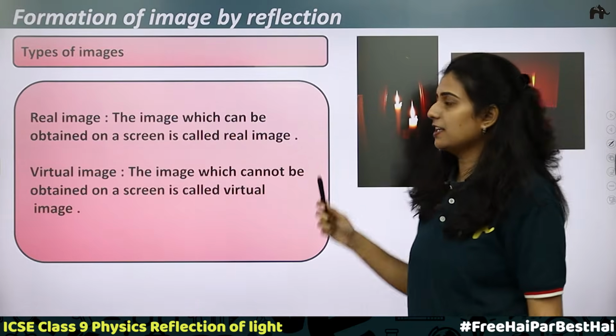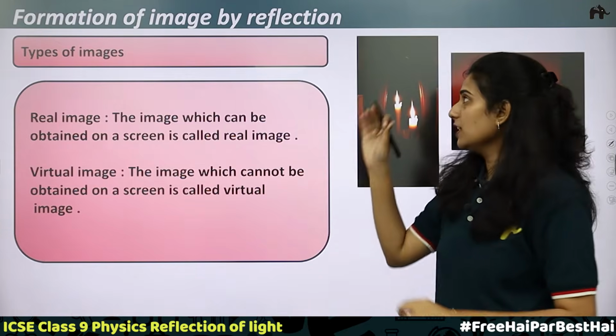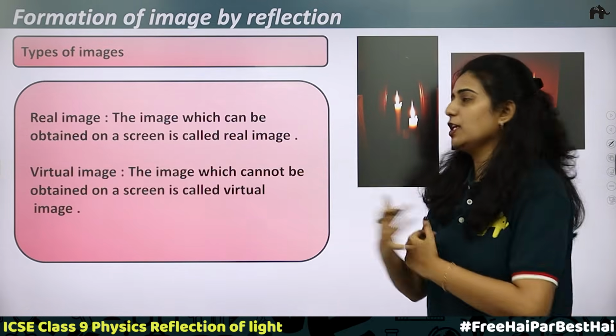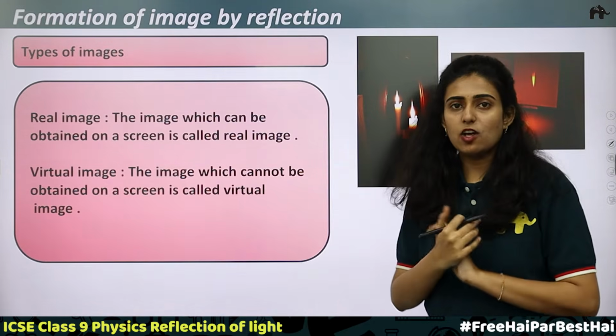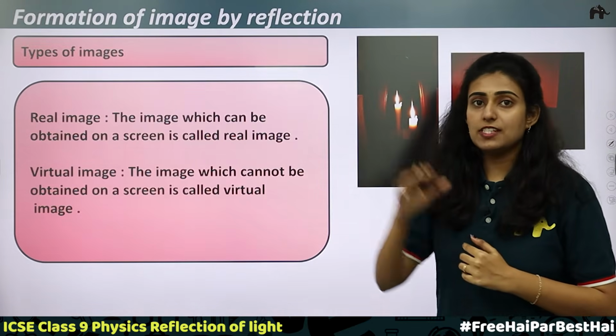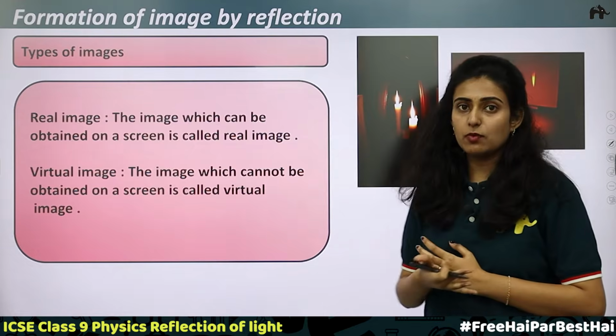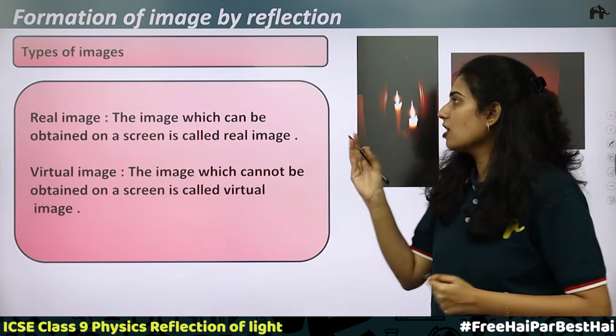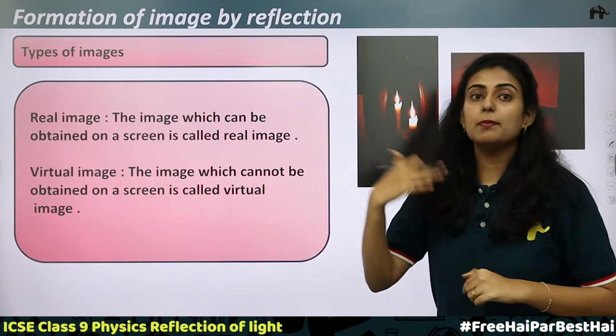Formation of image by reflection. Types of images. Here first you need to understand what is image formation. If I am standing in front of a mirror, what is happening? I am able to see myself there. That which is formed behind the mirror we call the image. It is not always necessary that the image formed will be behind the mirror.